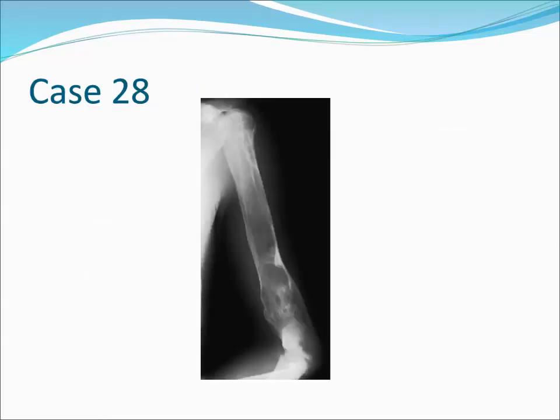Case number 28, fibrous dysplasia. Widening of the humerus, with a ground glass appearance and a few scattered patchy sclerotic areas, is evident.